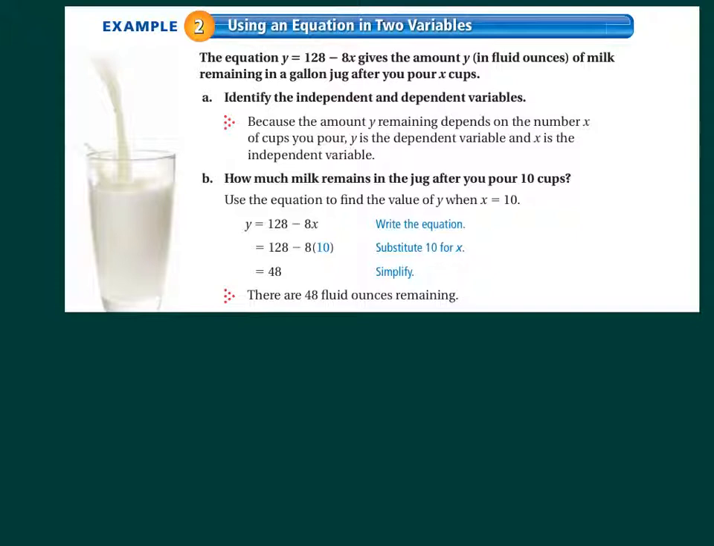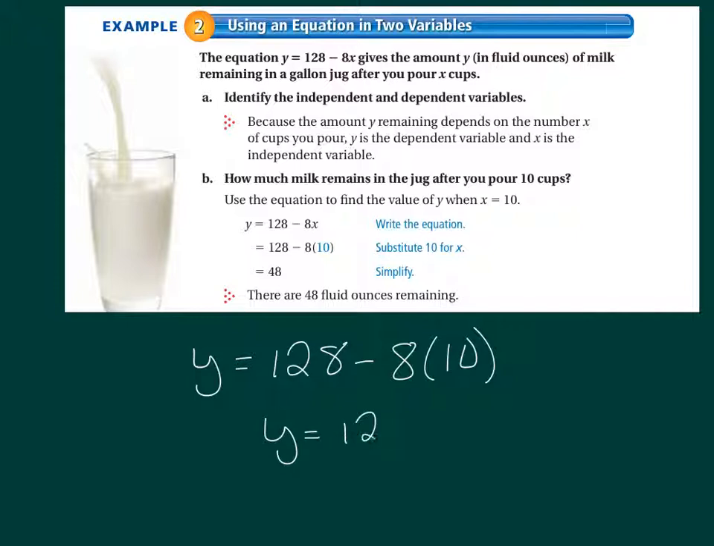Example B says how much milk remains in the jug after you pour 10 cups. Well, if I say 10 cups, I'm talking about x equals 10, and that makes this problem very easy. y is equal to 128 minus 8 times that 10, because I'm going to pour 10 cups. So y equals 128 minus 80, because I'm going to pour 80 ounces out of this jug of milk.